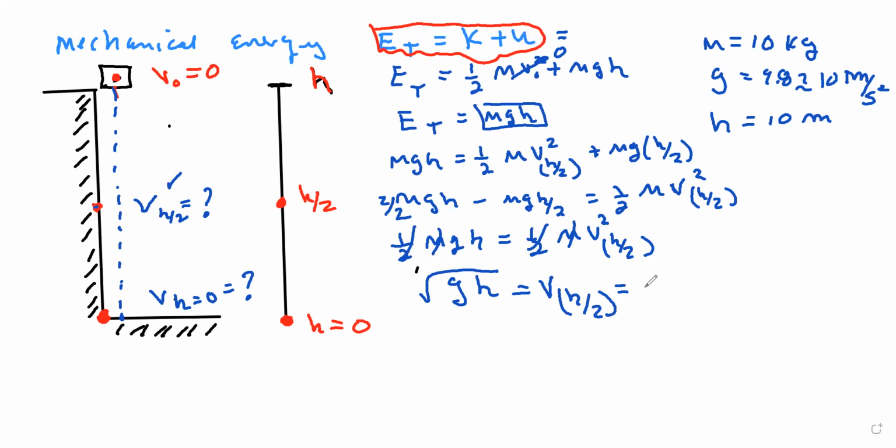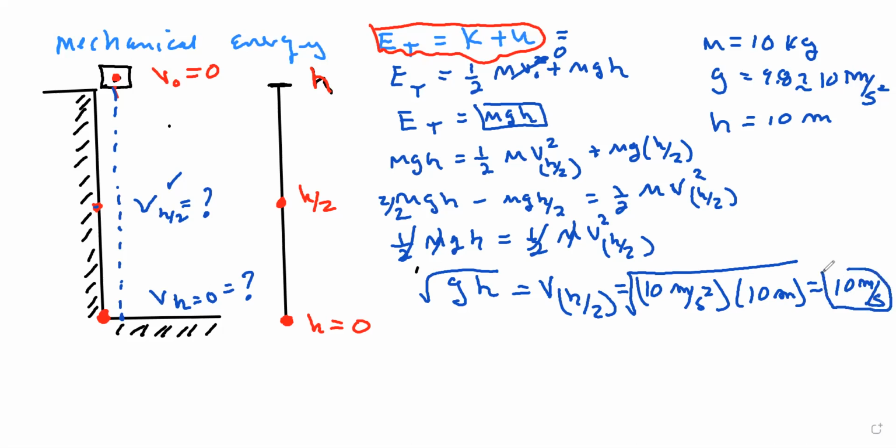So you can calculate that one. It's going to be 10 meters per second square times the height, which is 10 meters, and you got to get the square root of all this. So this is going to be equal to 10 meters over second. And that's the velocity that you're going to get at the middle of the trip. Okay, and now we have to get the velocity at the end.